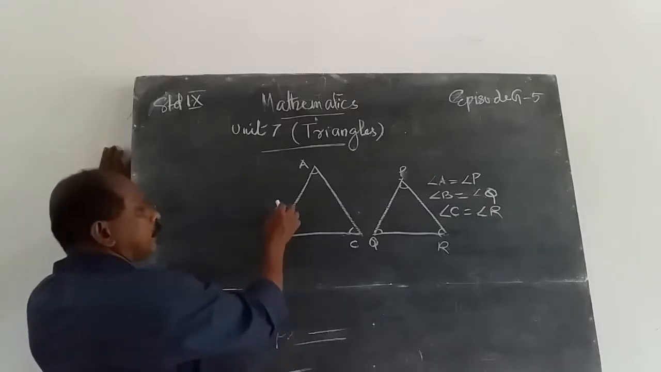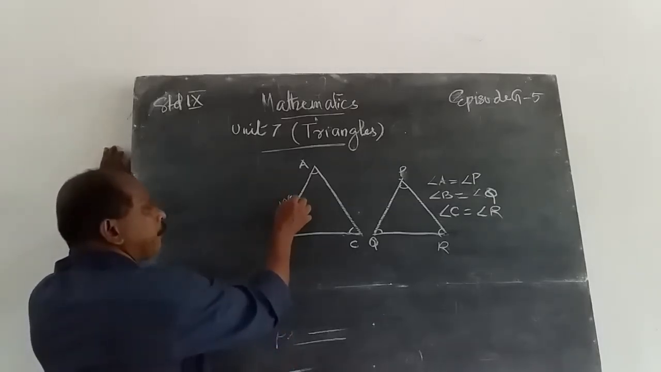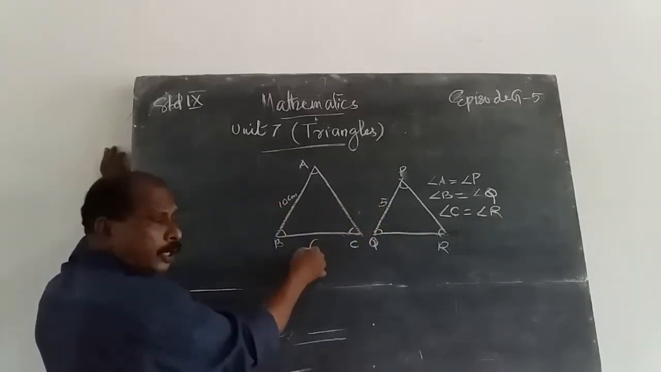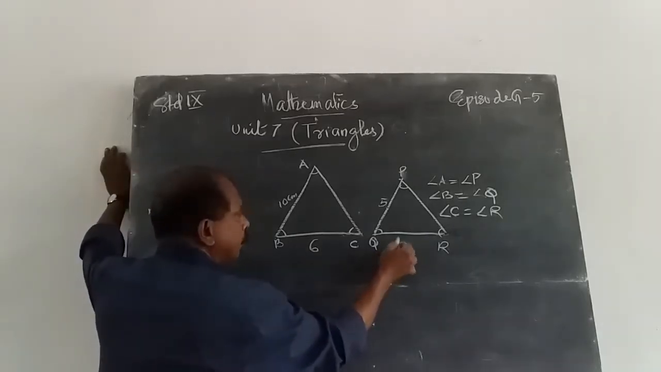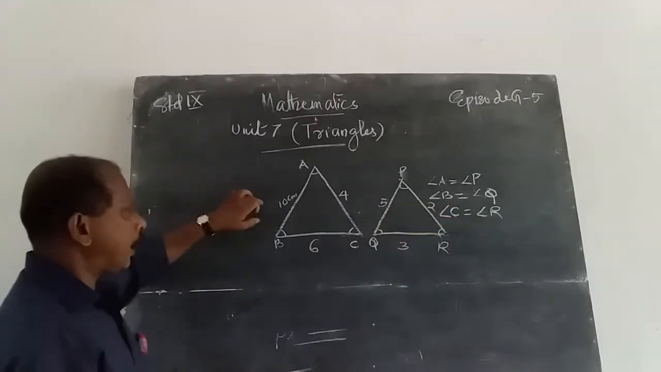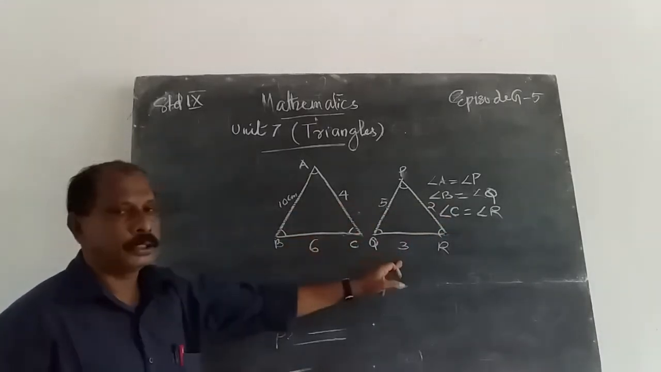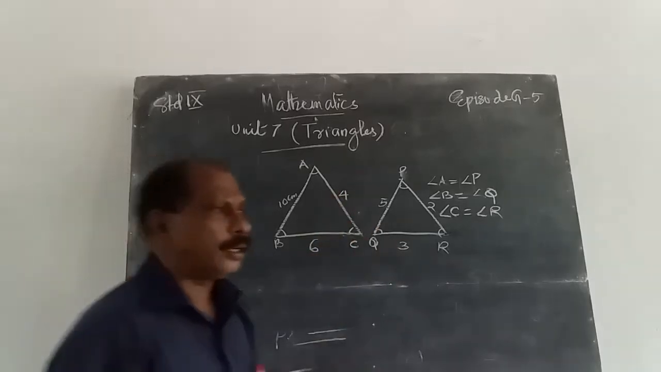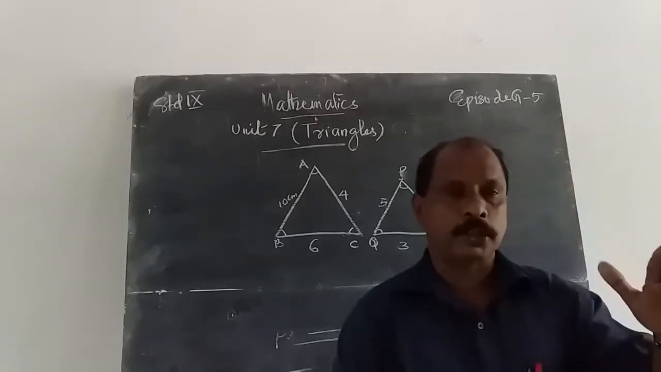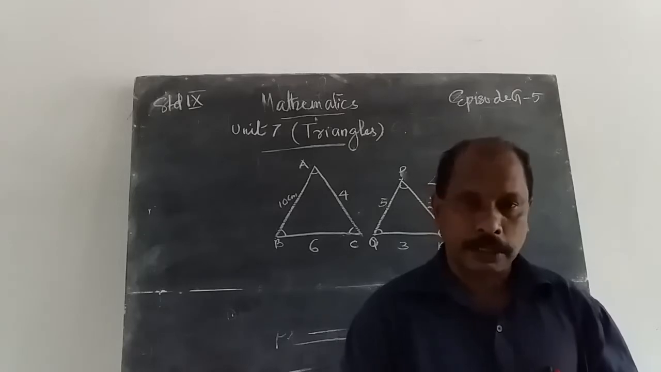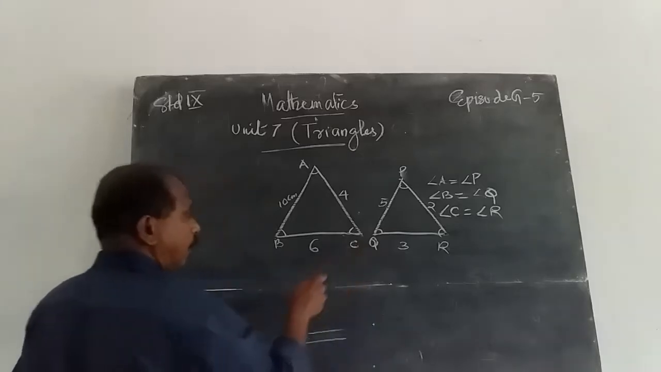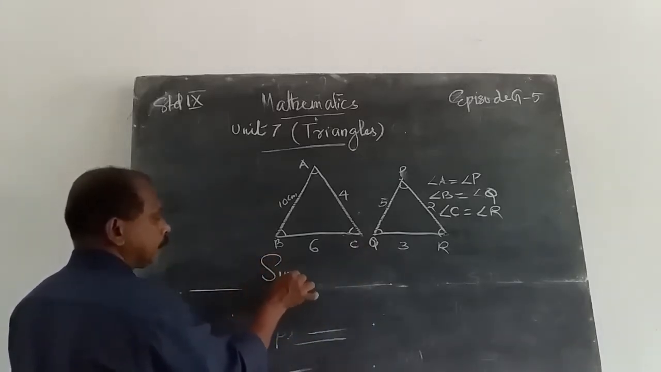But we know that if it is 10 centimeter, this one means 5 centimeter. If it is 6 centimeter on some side, this is 3 centimeter. Therefore, this one means 4 centimeter, this is 2 centimeter. That means 10 by 5 is 2, 6 by 3 is 2, 4 by 2 is 2. That means the ratio between the corresponding sides is constant and each angle is equal. Therefore, these two triangles are known as similar triangles.